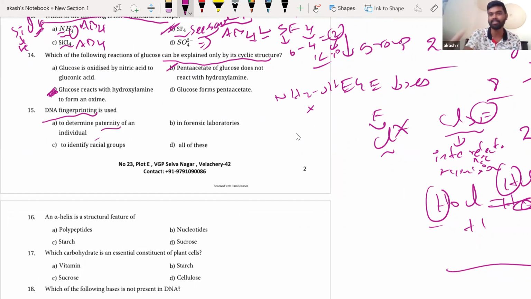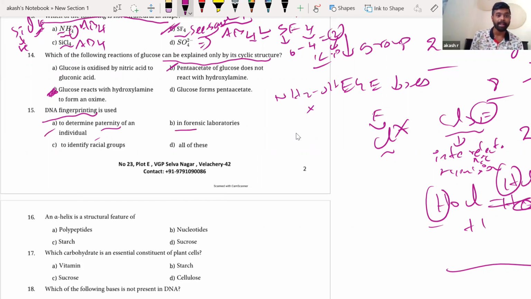For example, say there is a lady who got pregnant, okay, and a baby is born, right? And say two males are claiming that, okay, that is my baby. Both the males are claiming that that is my baby. Now how do you confirm who is the father? By taking DNA fingerprinting. I think you would have seen it so many times in movies, right? Determining the paternity. Paternity means who is the father, right? For a particular baby, for a particular individual. Yes, A can be answered.